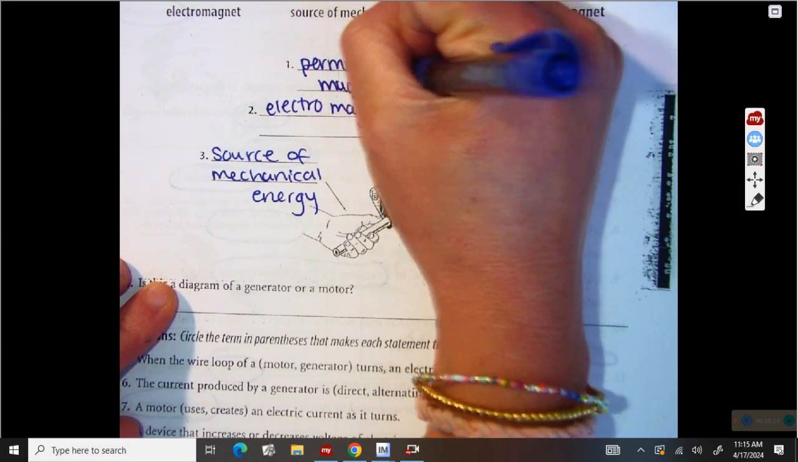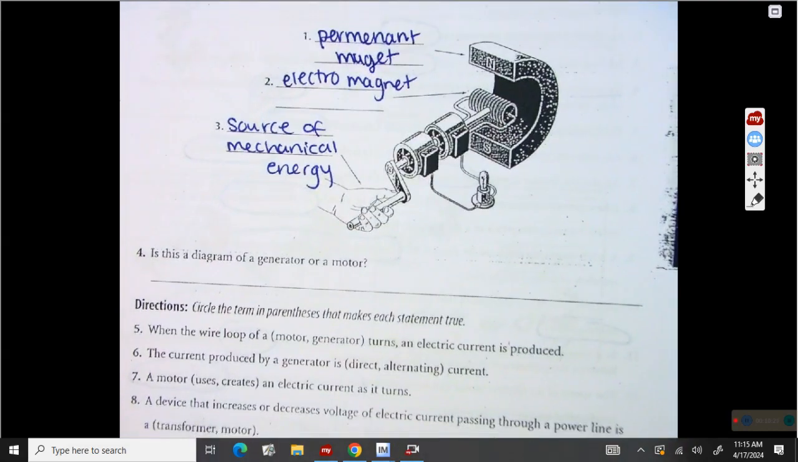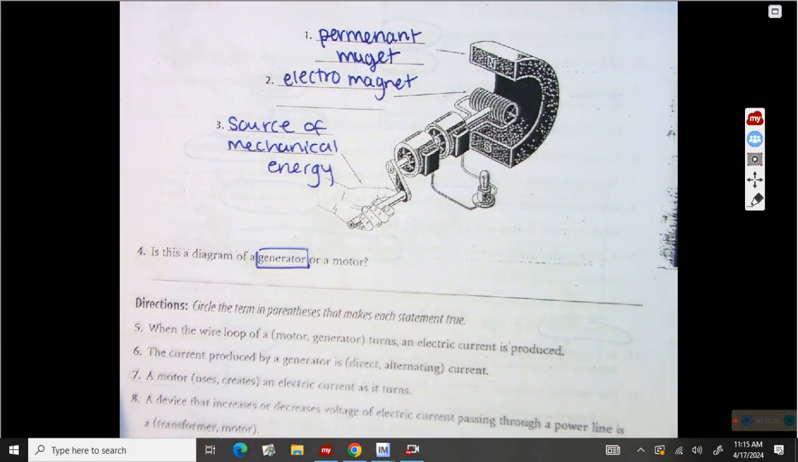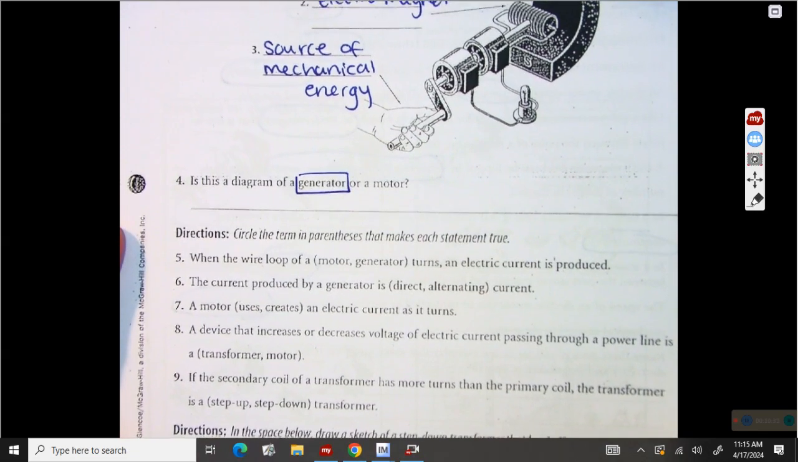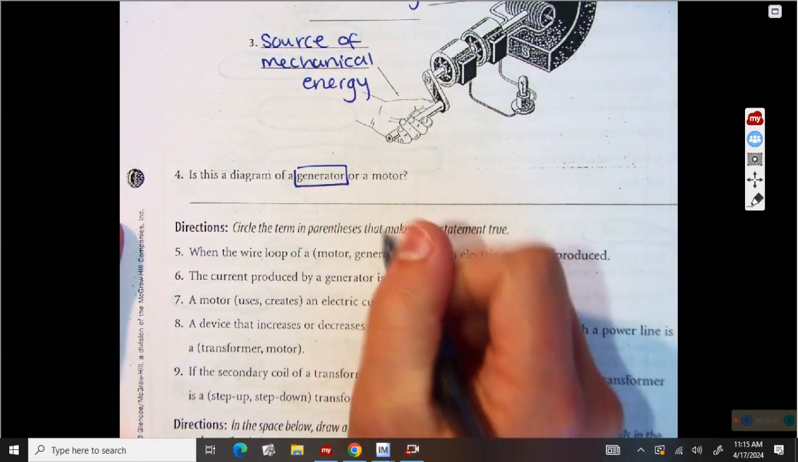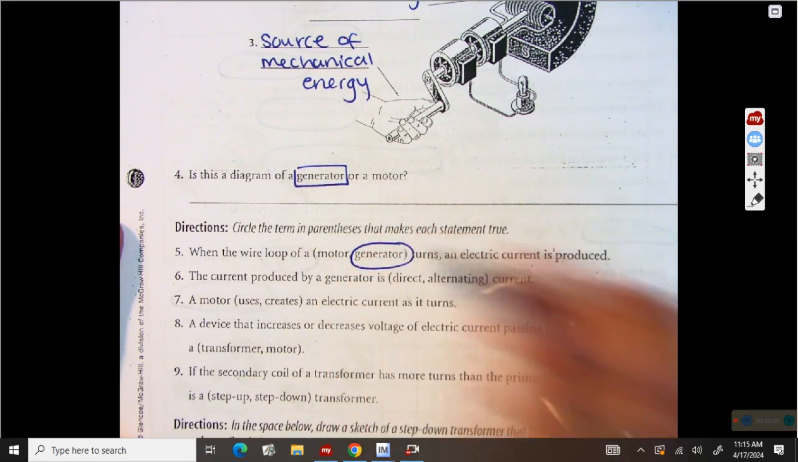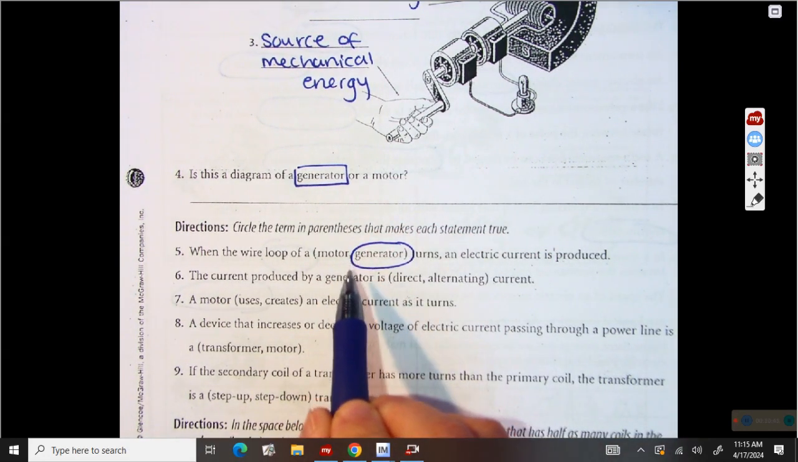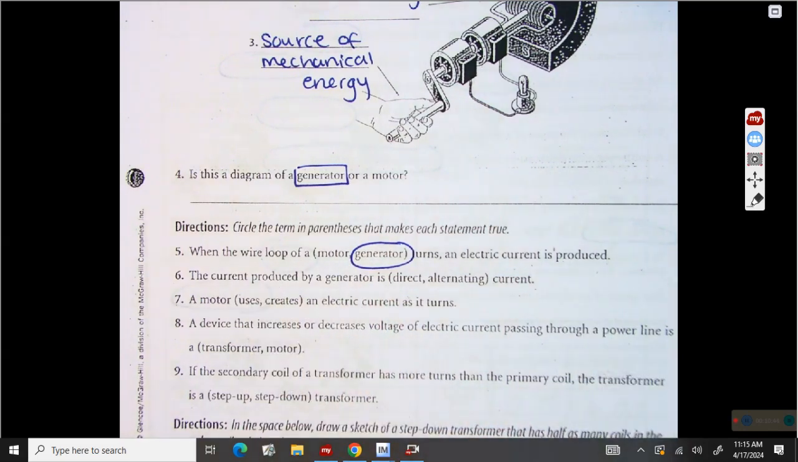Okay, now we're going to answer some questions. Is this a motor or a generator? It is a generator because we aren't using a battery to power it, we're using mechanical energy. So when the wire loop of a generator turns, electric current is produced. In the motor, remember, the current produces the turning. So a generator is really doing the opposite thing.